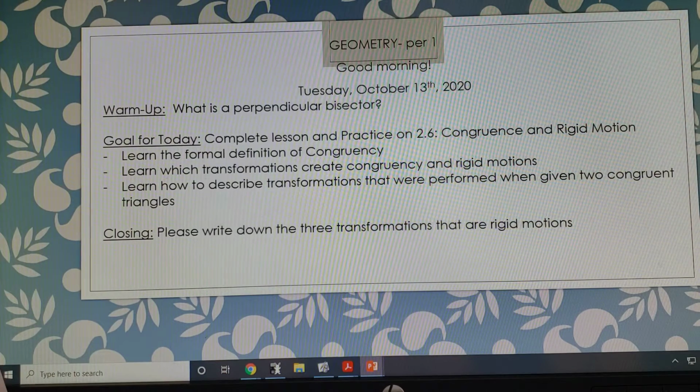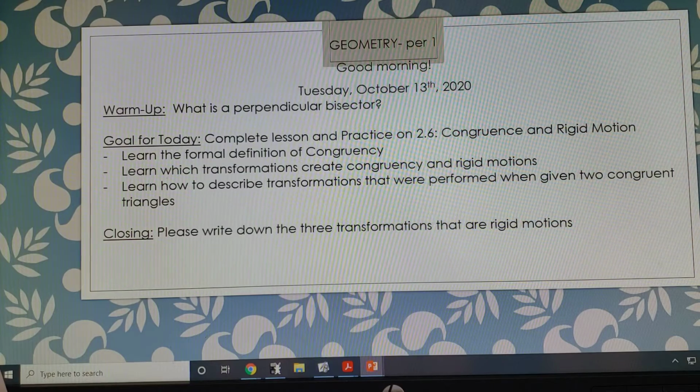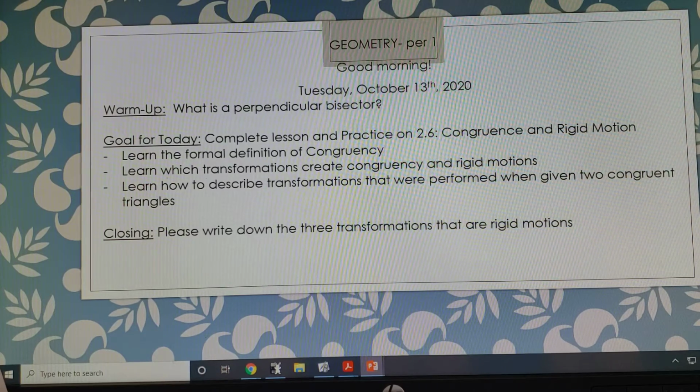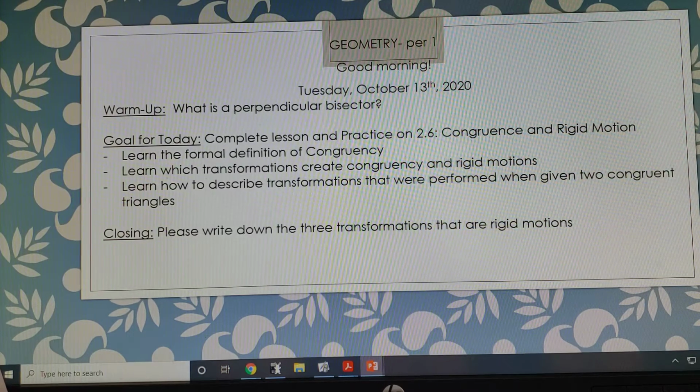Also, on Thursday, we learned about perpendicular bisectors. So, as a review, do you remember what a perpendicular bisector does? Intersects a line and creates 2 equal parts, and then the perpendicular part. What type of angles do they form?